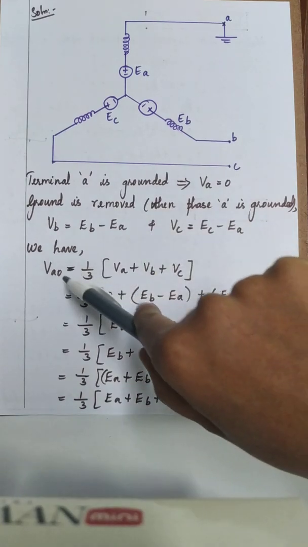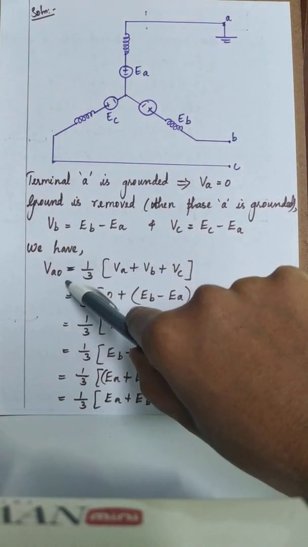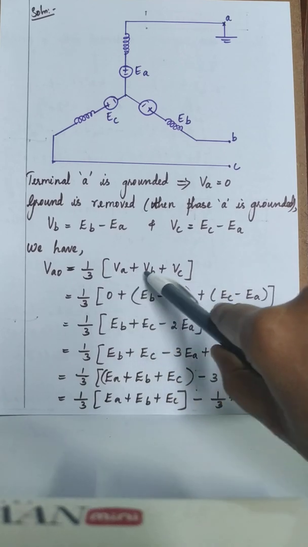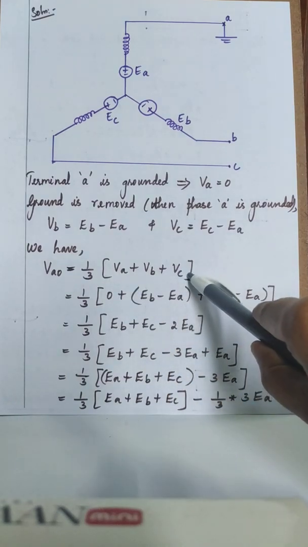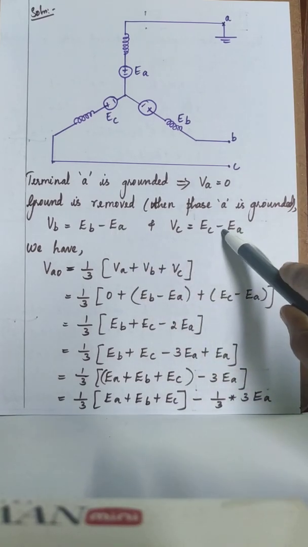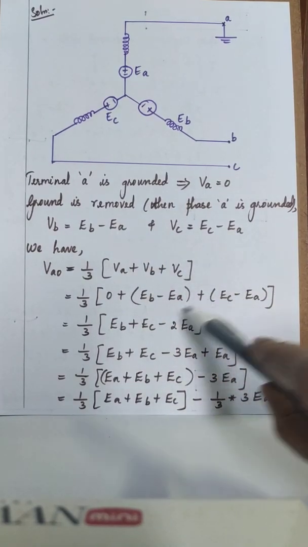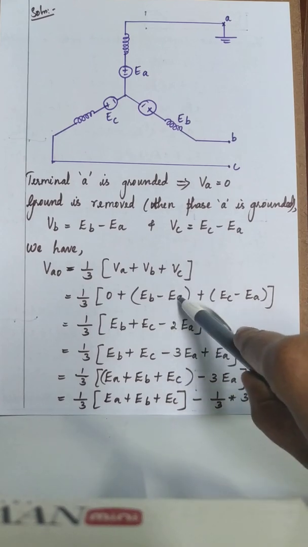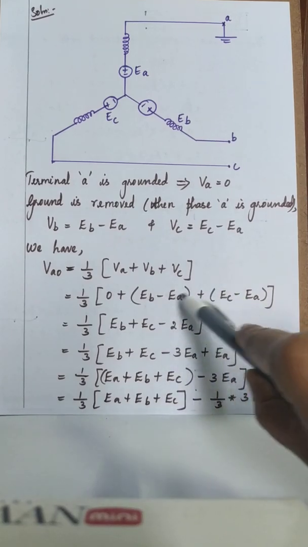Now write the usual formula. VA0 is equal to 1 by 3 (VA plus VB plus VC). What is VA? 0. What is VB? EB minus EA. What is VC? EC minus EA. Expand it: EB plus EC minus 2EA.